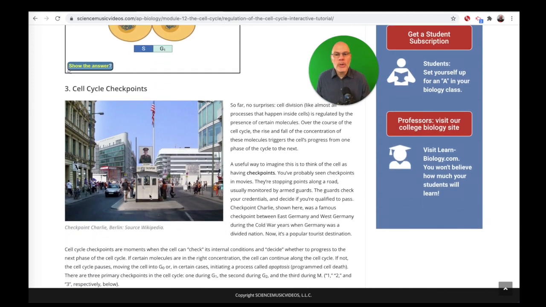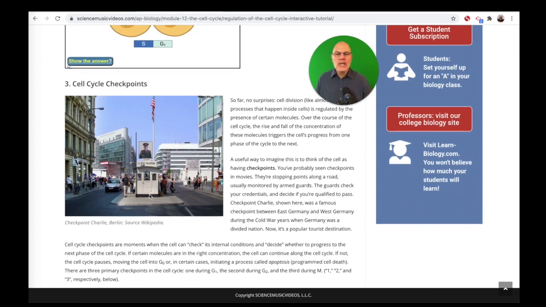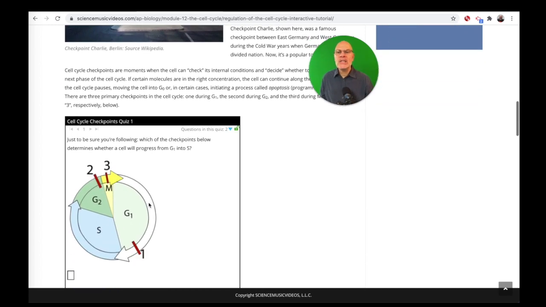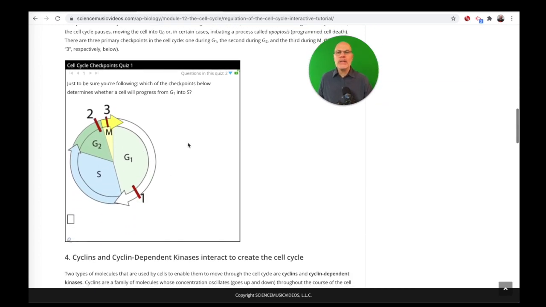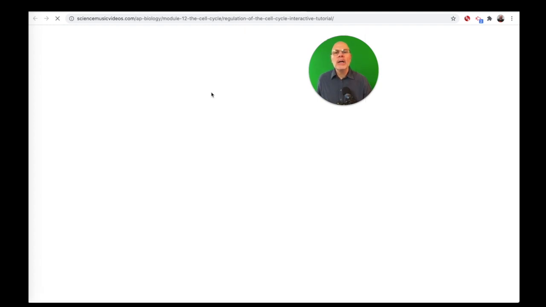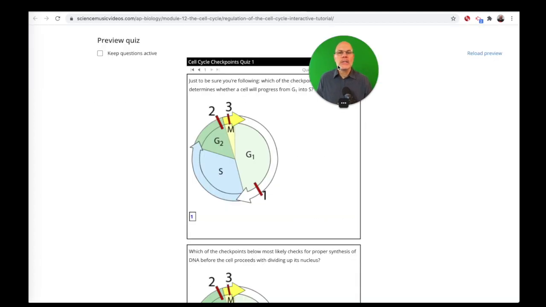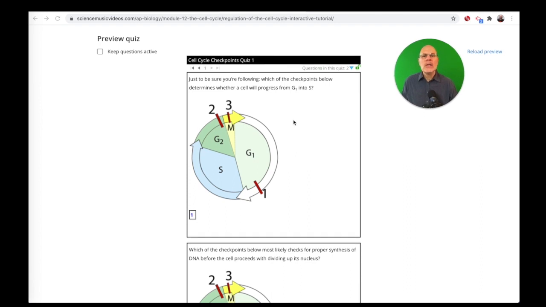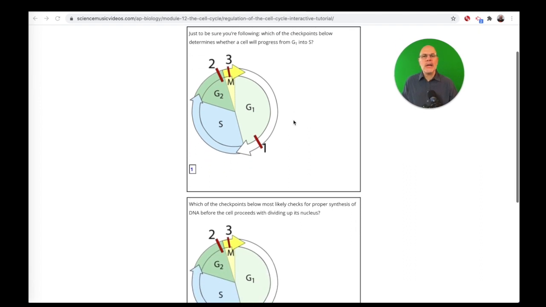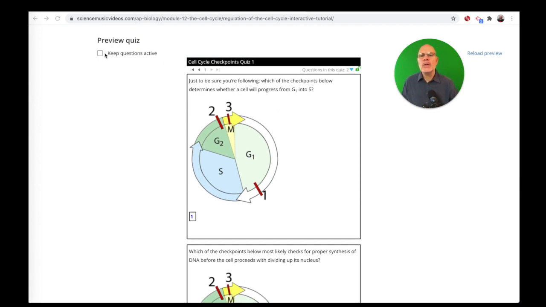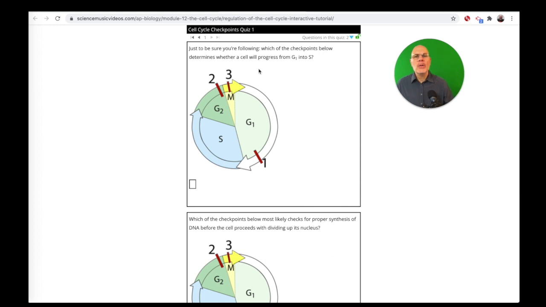Then we walk through cell cycle checkpoints. I describe what a checkpoint is, and then have a quiz about cell cycle checkpoints. I'm just going to give you a little preview of what is in that quiz. And here it is. So, I'm just asking questions about which checkpoint would do this, which checkpoint would do that. And I'm going to hide those answers so you can get a sense of the kind of questions.